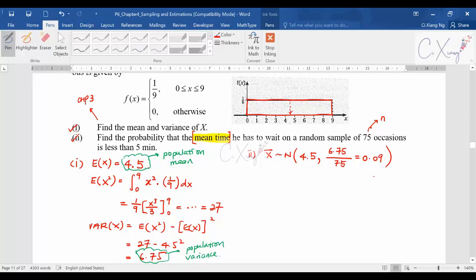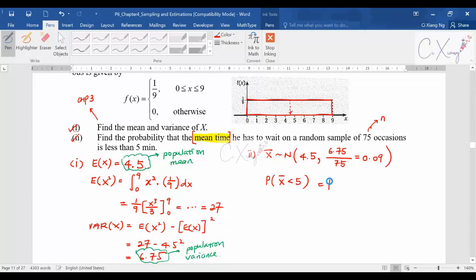Okay, all right. So you see the way that we do the calculation for the probability is still exactly the same, like what we did in the previous video. Just that now you need to know what happened to the population. Is it normal or not normal? Okay, then they want you to calculate the probability that the mean time is less than 5 minutes.